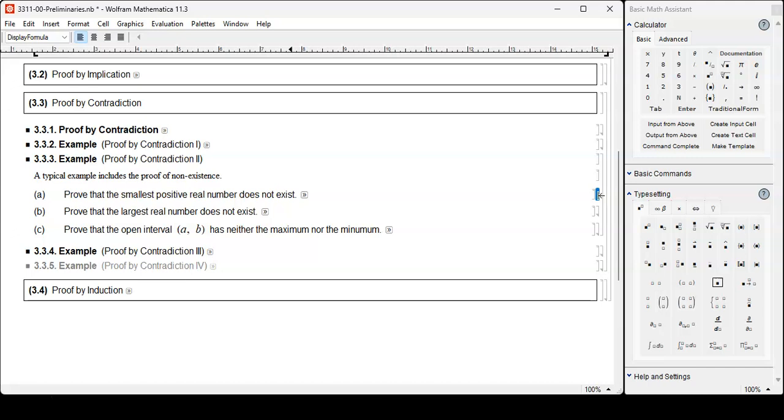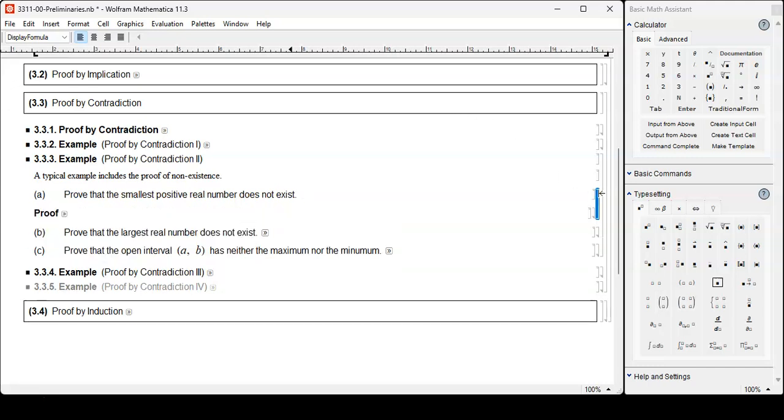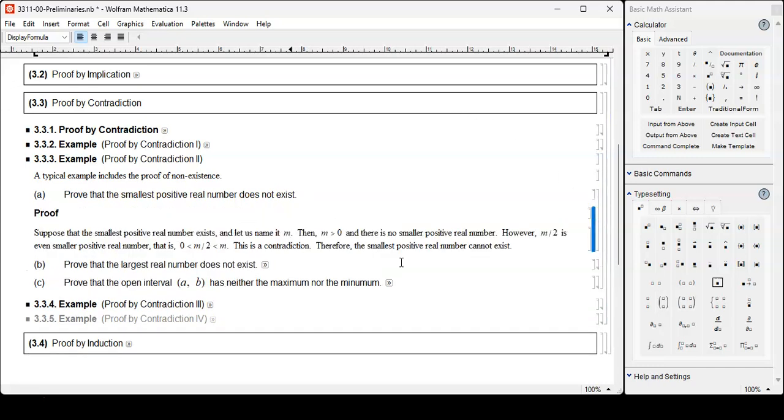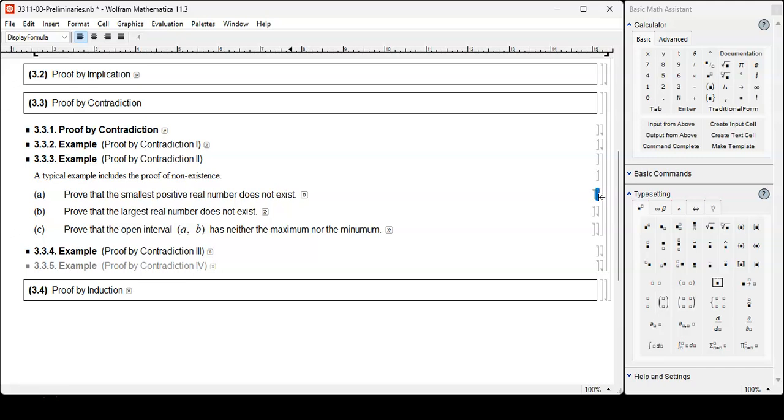How about the largest real number? Well, again, negate the conclusion. Suppose it exists, say the maximum, capital M, and then try to find a counterexample, some contradiction there. And here we did dividing by 2. So for the maximum, what if I multiply by 2? Will that work? Actually, it won't work.